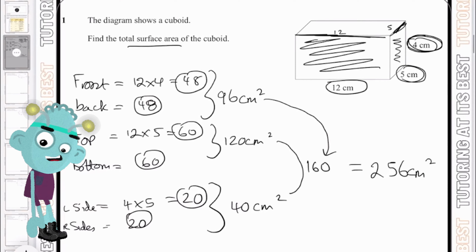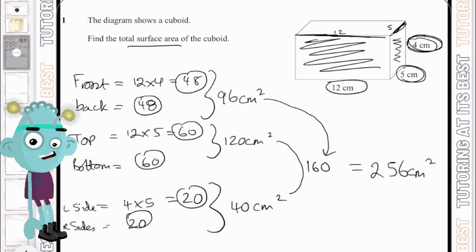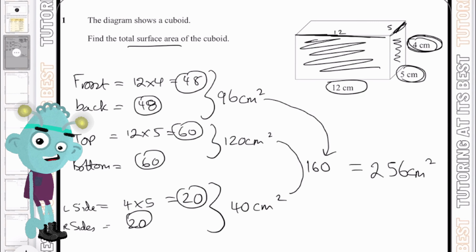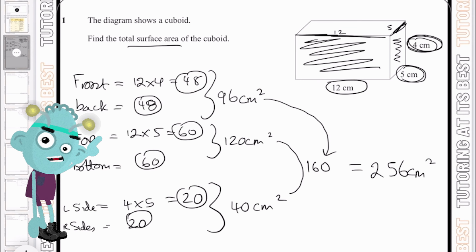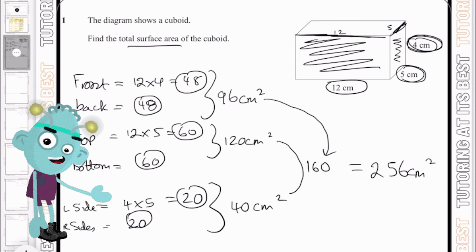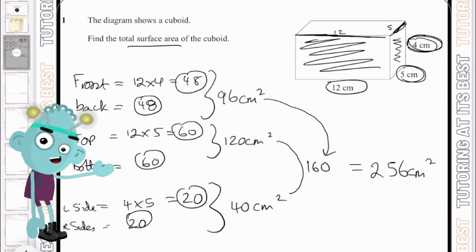So let's take a look at what I've done once more. I've gone ahead and worked out all of the different sides of this cuboid. That's the front, the back, the top, the bottom, and the left side, as well as the right side. Marvelous. I hope that was clear. Let's now move over to question number 2.